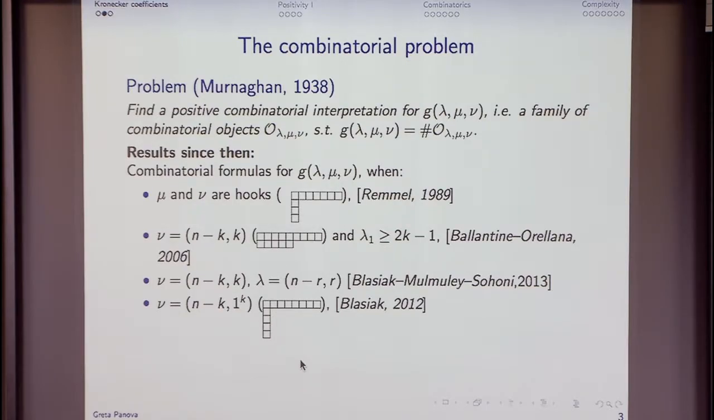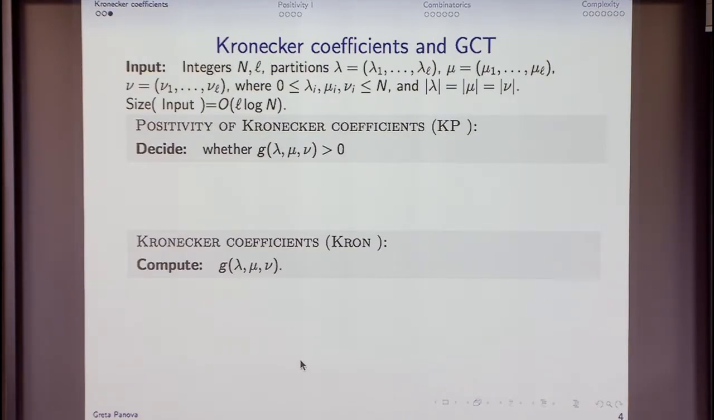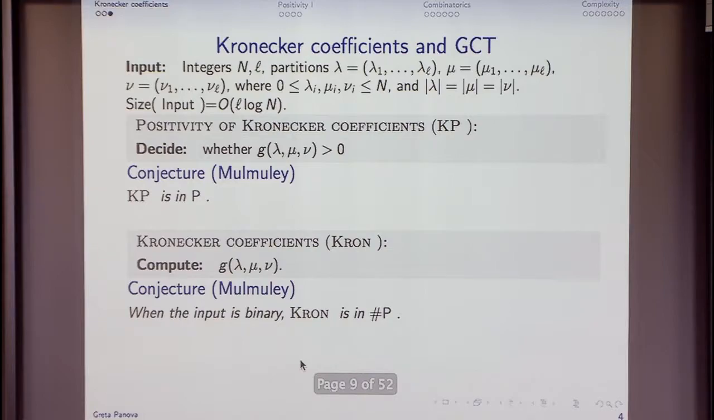Now, why are we talking about these Kronecker coefficients in this workshop to begin with? Well, they also come up in geometric complexity theory. There are problems about deciding whether the Kronecker coefficient is zero and actually computing it. The way the problems are phrased, our partitions are encoded as a sequence of parts, so the size of the input is on the order of l log n, where n is the maximal part size of these partitions.